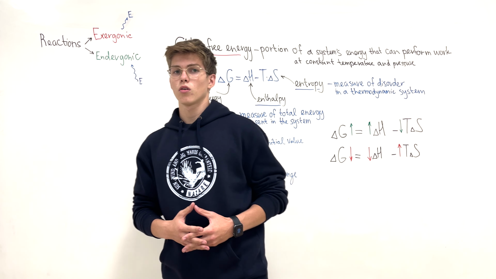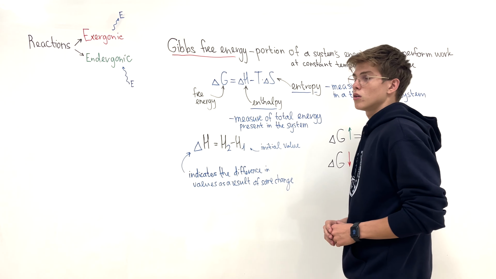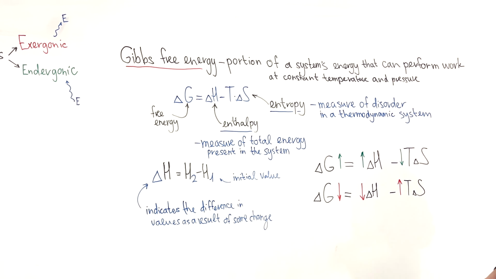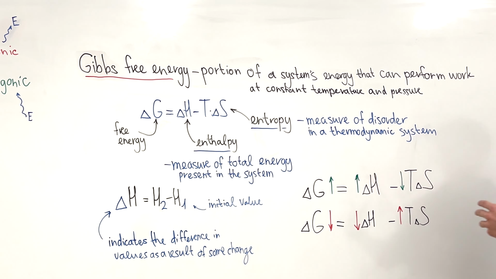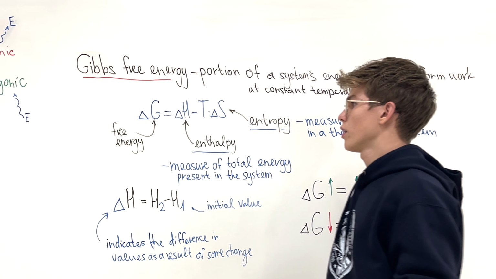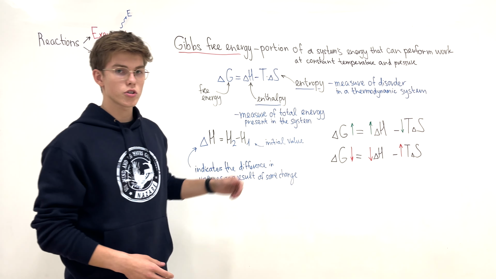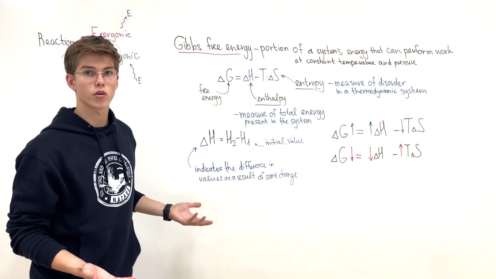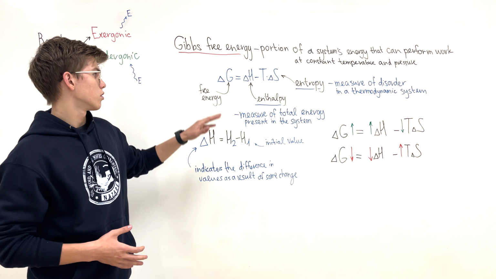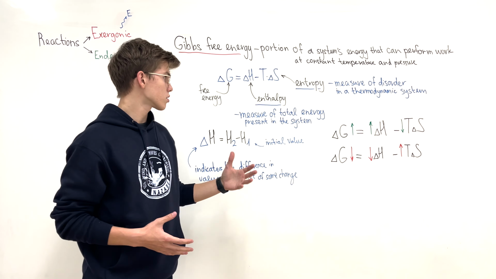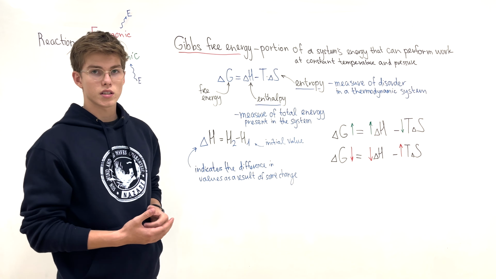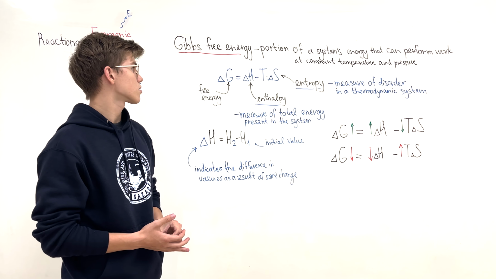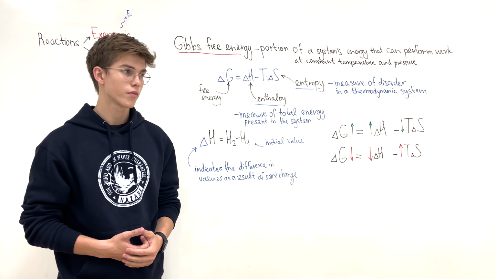Free energy, also known as Gibbs energy, is the portion of a system's energy that can perform work at a constant temperature and pressure. And we can use this equation to measure the change of free energy in a specific reaction, where delta H is the change in enthalpy, T is temperature, and delta S is the change in entropy.